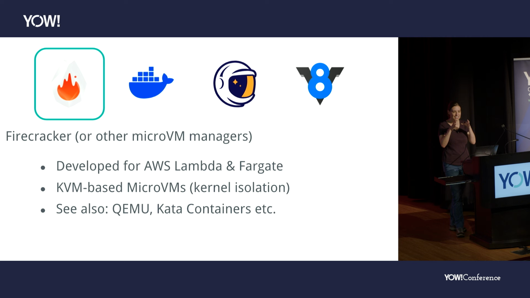You have to run this on a bare metal machine because it relies on hardware level virtualization, right? You cannot run this in a virtual machine, so you have to have actual physical machines or pay for bare metal machines on your cloud provider. So it is a bit more of an investment to set up, but this is basically the gold standard of security, right? You have a separate VM and a separate kernel for each bit of untrusted code that you're running. And it's not just Firecracker. There's a bunch of other tools for this, like QEMU and Kata Containers to look into.